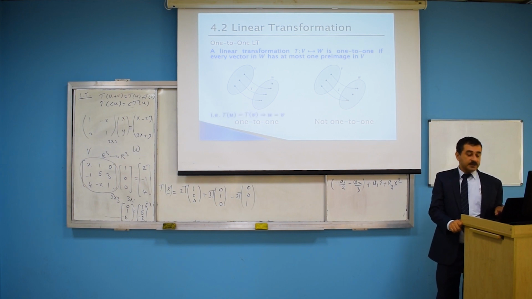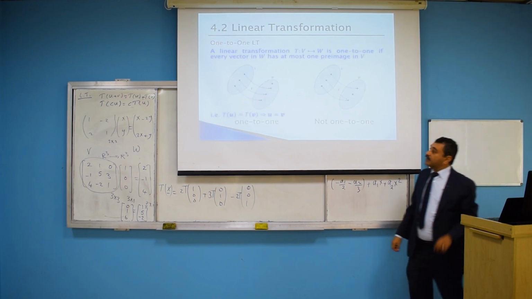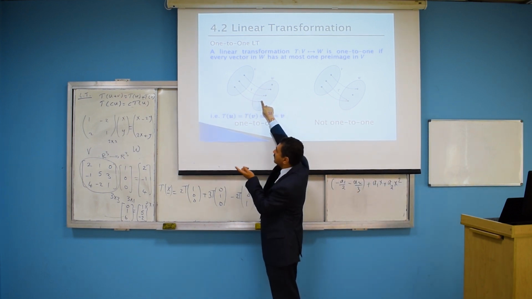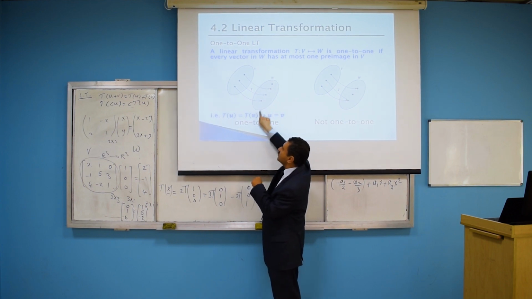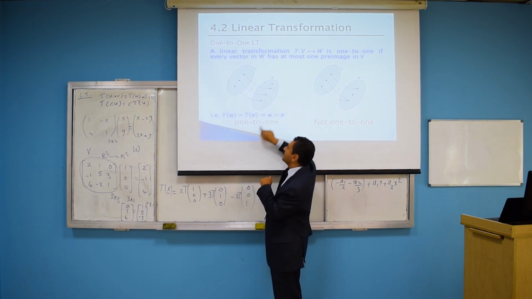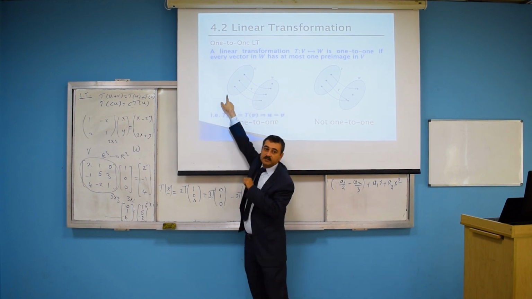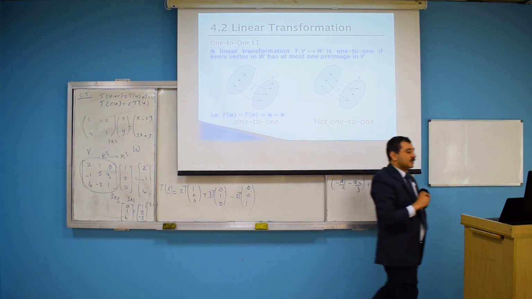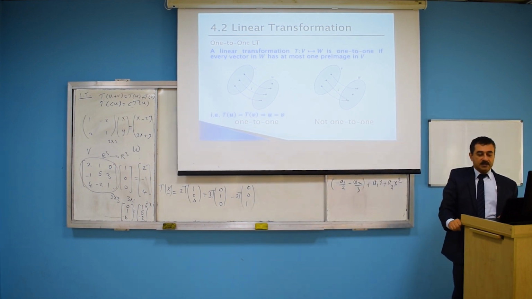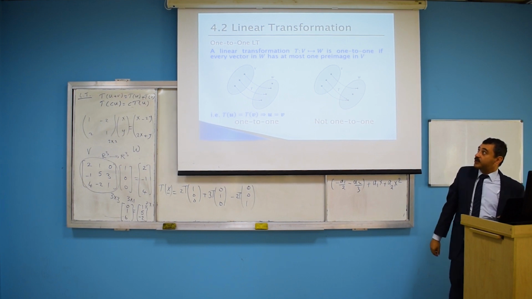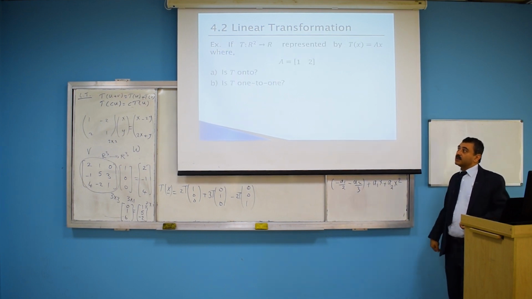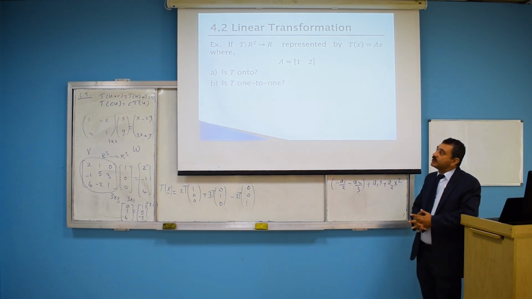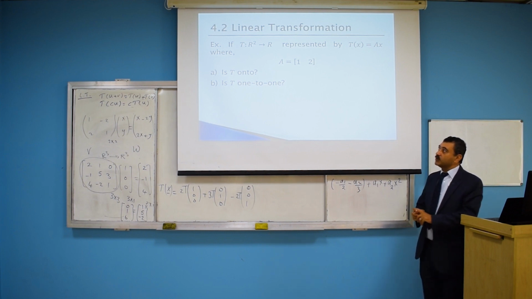Sometimes we use this definition for one-to-one: if T(u) equals T(v), this implies that u must be equal to v. We use this in some proofs for a one-to-one transformation. So let's check this for matrix transformations, for some matrices, and try to find conditions to know directly if a matrix transformation is one-to-one and onto.